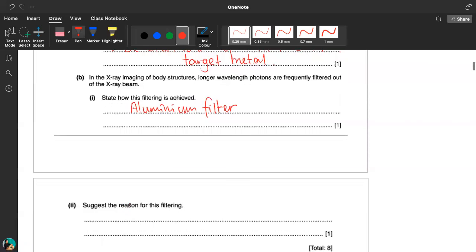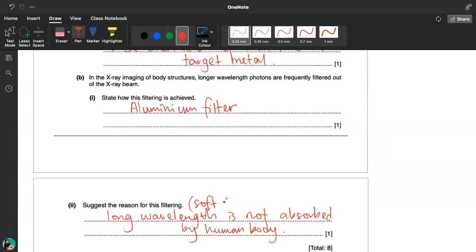Suggest the reason for this filtering. You mention the long wavelength is not absorbed by the human body. So the long wavelength is like the soft X-rays.